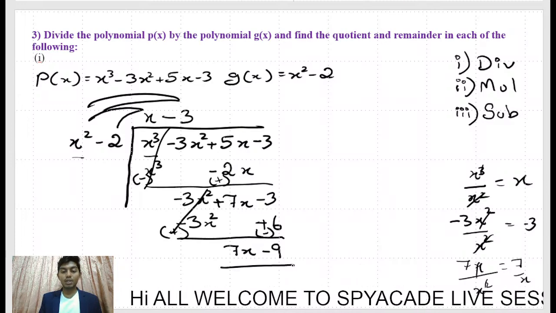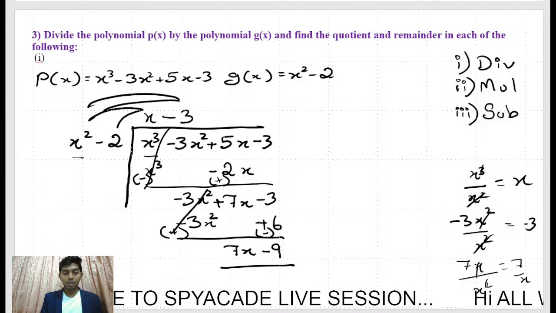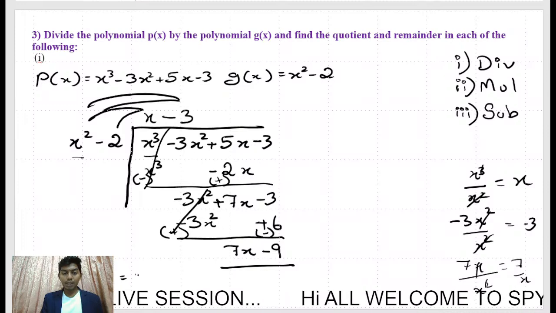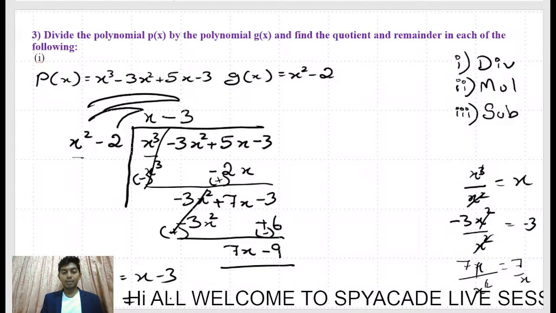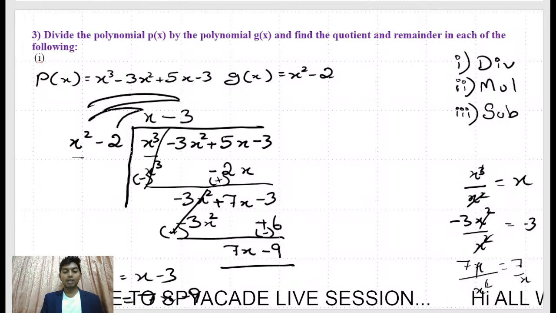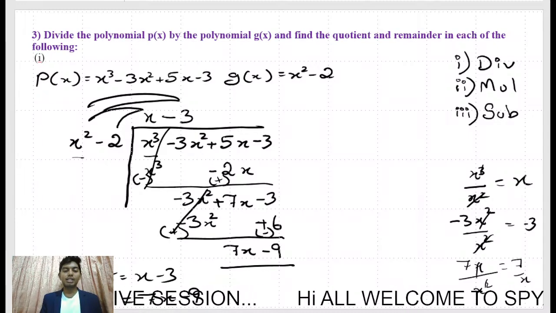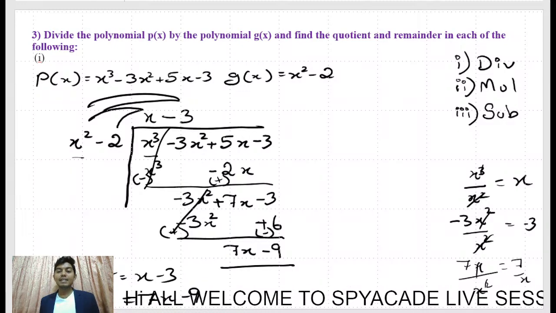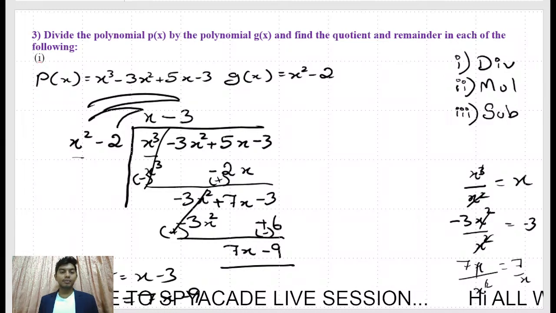So here in this question, they have asked for a few things. What is that? The quotient. So what is the quotient which we got? Quotient is equal to x minus 3, and then the remainder is equal to 7x minus 9. Okay, we found the quotient and remainder. Quotient is x minus 3 and the remainder is 7x minus 9. Is it clear for everyone?